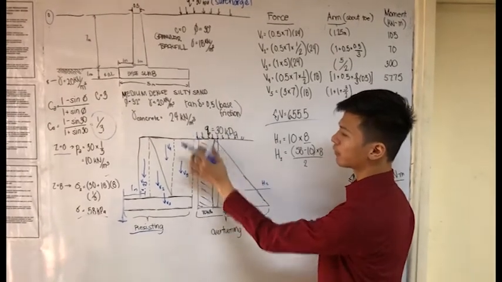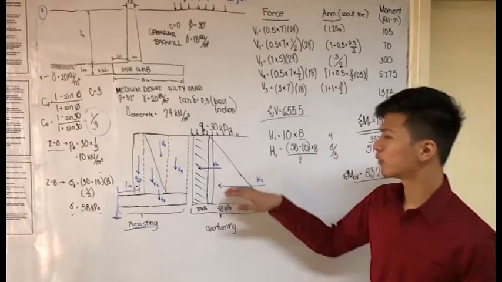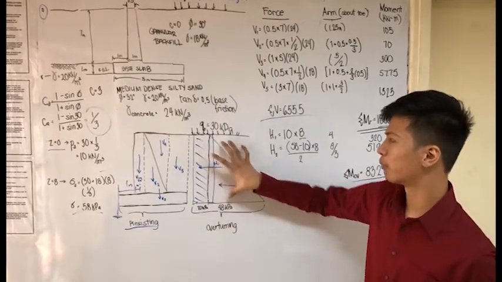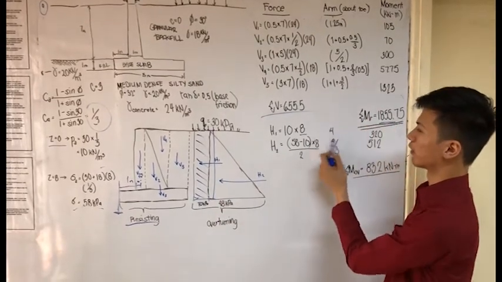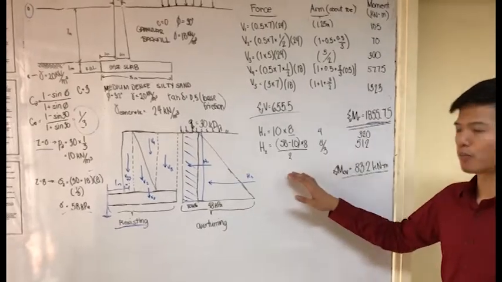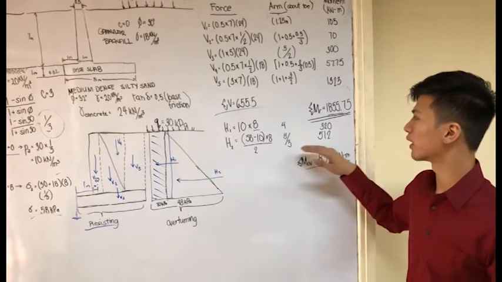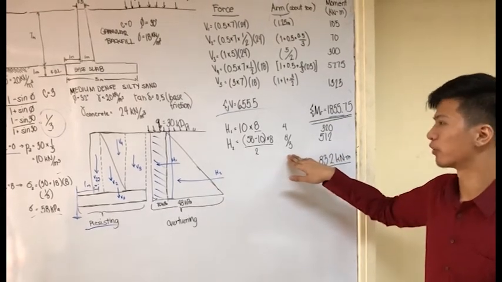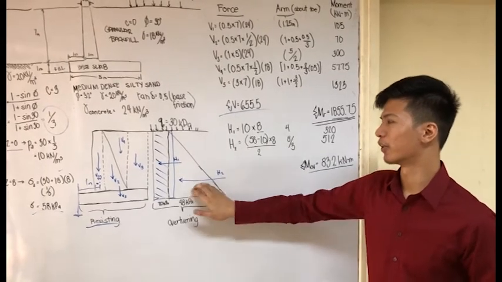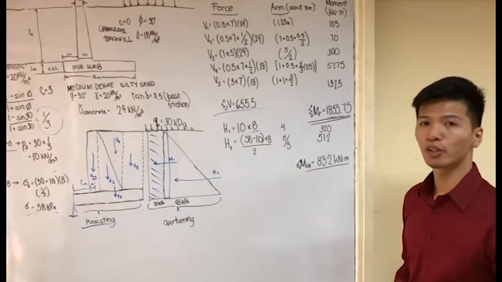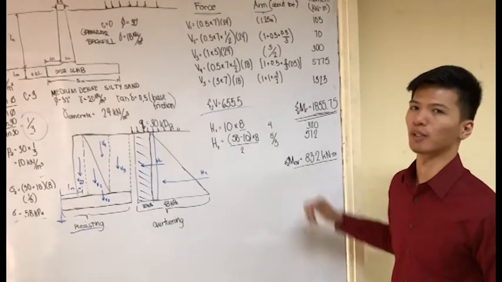The centroid of this rectangular figure is equal to 1/2 times its total depth, in which 8 over 2 is equal to 4. The same can be done for vector H2, in which we also got a centroid of 8 over 3, which is 1/3 of the triangular figure here. The total overturning moment we got is equal to 832 kilonewton-meters.